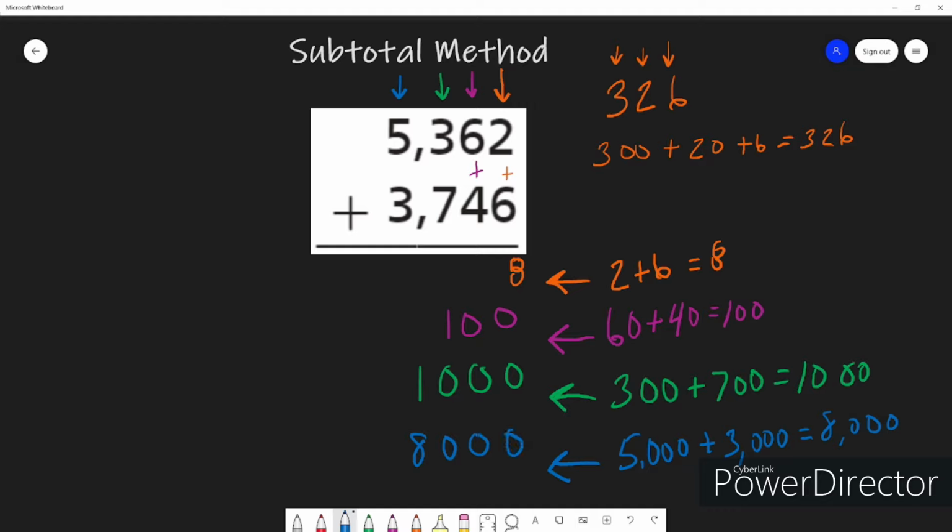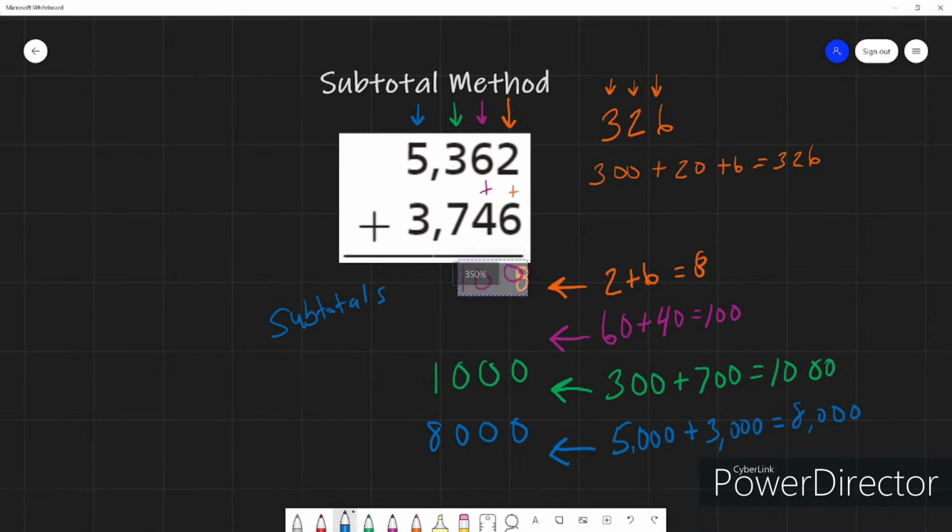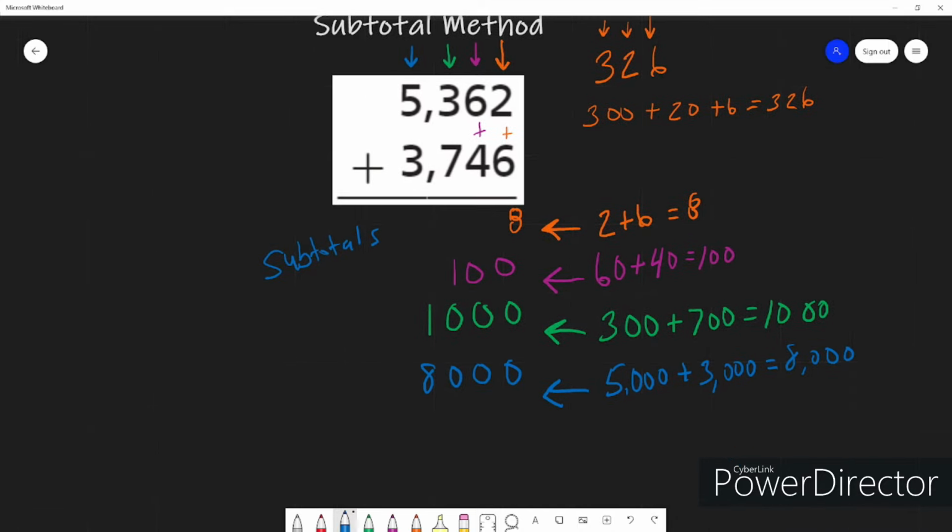Which now we have our subtotals, as named by the method. And now we just add them together to get the answer, which is 8 plus 0 plus 0 plus 0, which is 8. 0 plus 0 plus 0, which is 0. 1 plus 0 plus 0 is 1. And 1 plus 8 is 9. Wrapping up with our final answer that we've gotten on all the other methods.